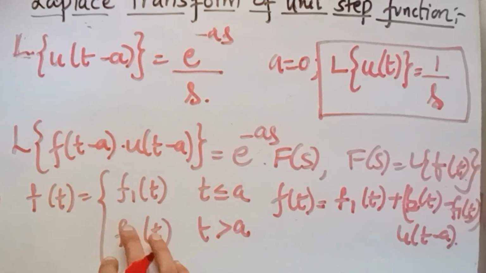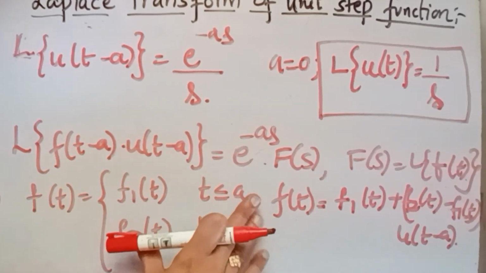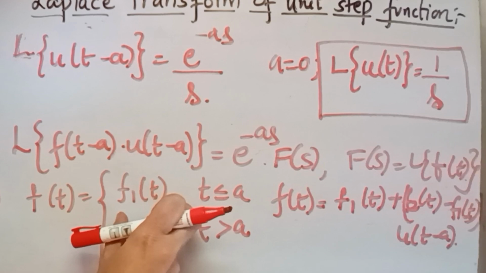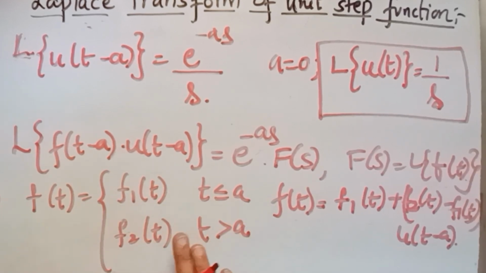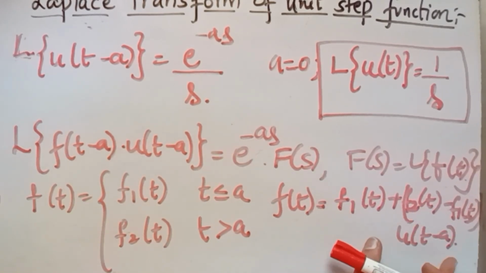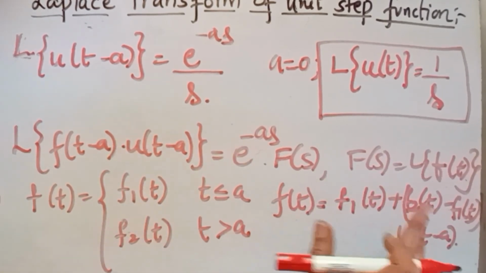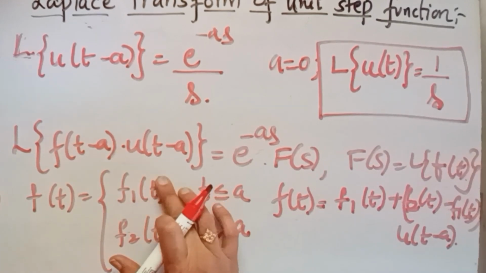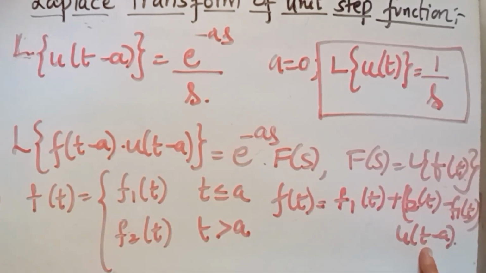So you have a function which is split in this way: t less than or equal to a, this is the function value f1; t greater than a, this is the function value f2. So if you want to write f in terms of unit step function, then it is f1 of t plus f2 minus f1 into u of t minus a.